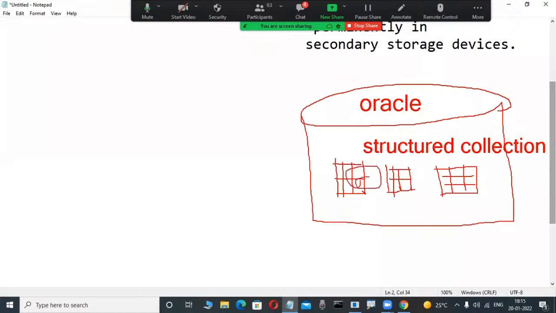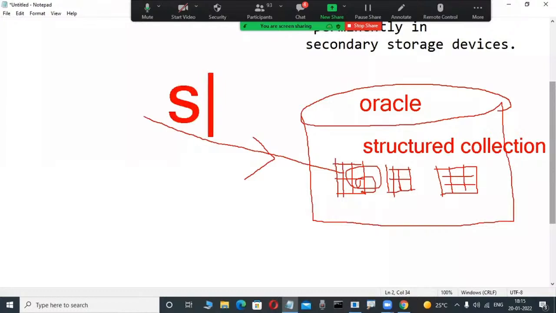Once a structured collection of data is there, we operate on this data using some language. What is that language? Maybe anybody has an idea? SQL is a language, Structured Query Language. Through this language we operate on this structured data in relational databases.